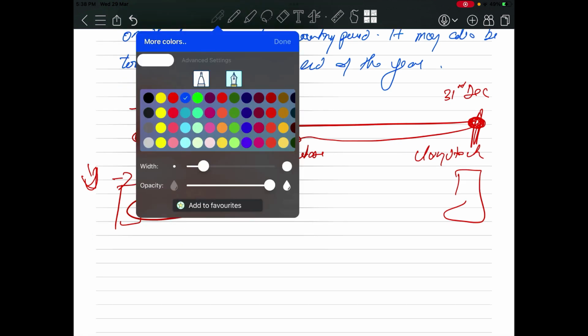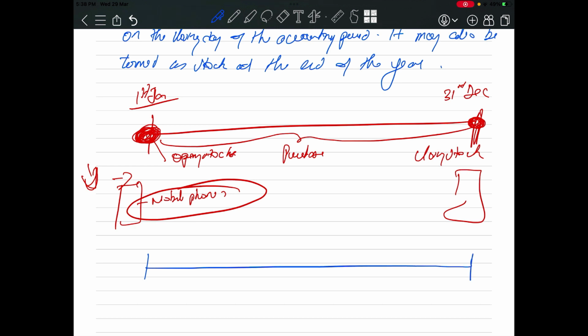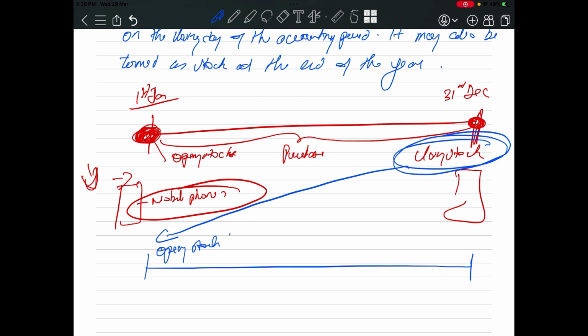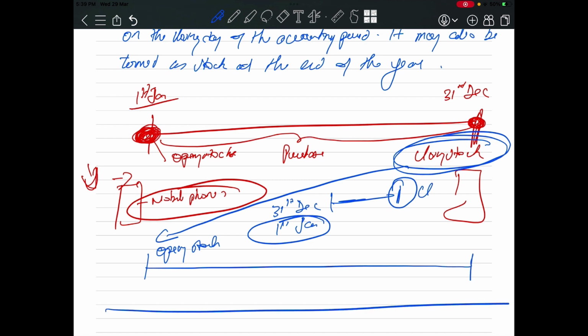Now when we come to the next accounting period, this closing stock will be your opening stock for the current year. Because the end of the accounting year is 31st December, and the very next day is 1st January. So if you close your books of accounts here, you will open them the very next day, so the closing stock will be your opening stock. Okay, simple as that.